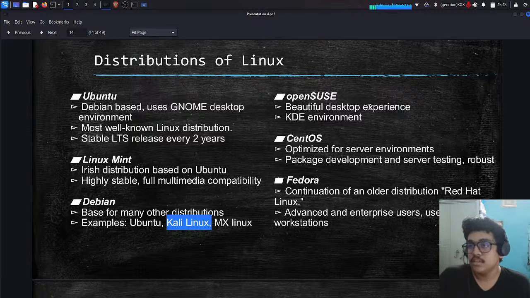OpenSUSE has a beautiful desktop experience. It is, I think, a 3D kind of environment. It is a KDE environment. And next we have CentOS. It is completely shell based. So what is a shell based operating system?